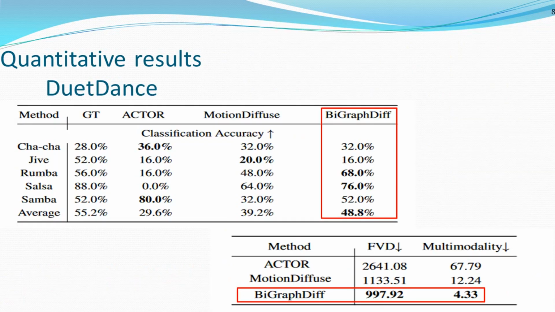On Duet Dance, we observe similar results, with our method outperforming the two others in FVD, multimodality, and classification accuracy. But we can notice that the classification accuracy is much lower than for NTU, and that is also the case for the ground truth. It's because the motions from Duet Dance are extremely complex and would be difficult to classify even for non-expert humans.